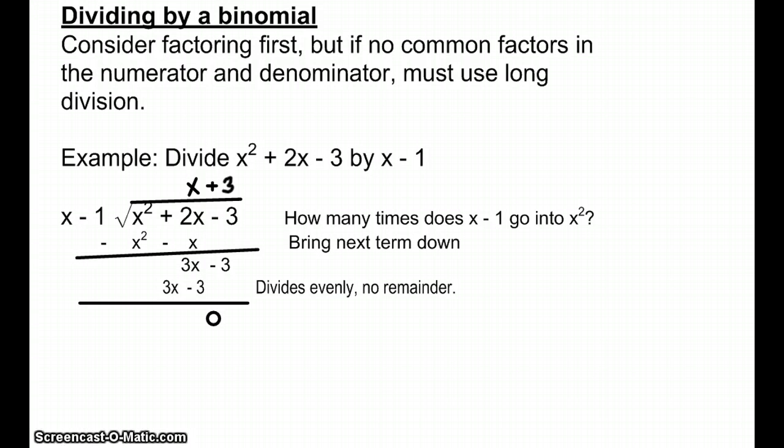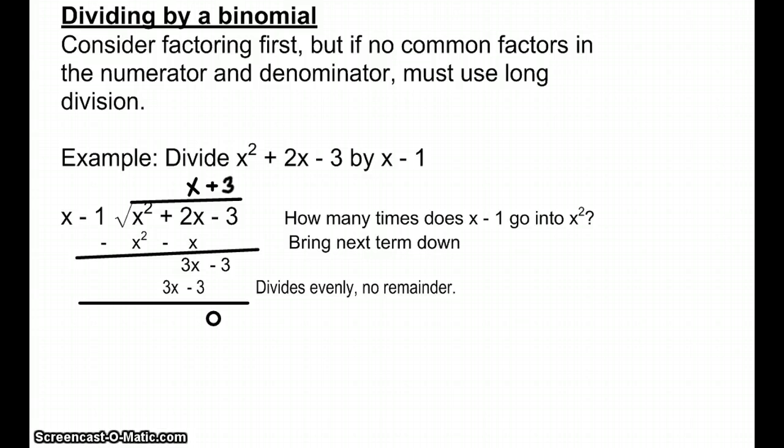When you're dividing by a binomial, that is two terms, you want to consider factoring first. So you're going to factor your polynomial and see if you have a common binomial in the numerator and denominator. And if so, then you're finished. But if you can't do that, you have to use long division. So in this case, we're going to look at this one. Divide x squared plus 2x minus 3 by x minus 1.